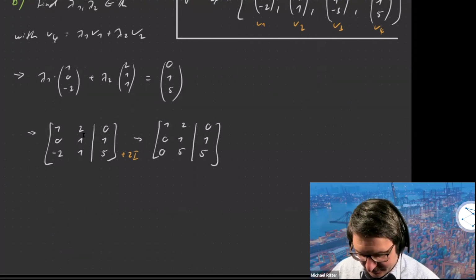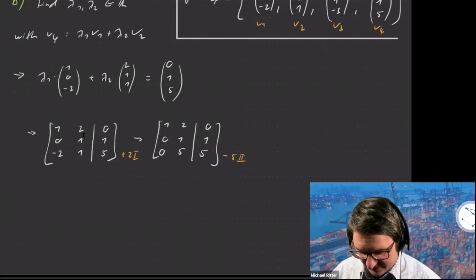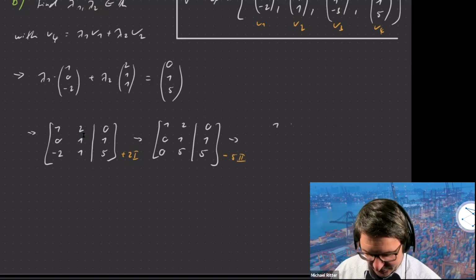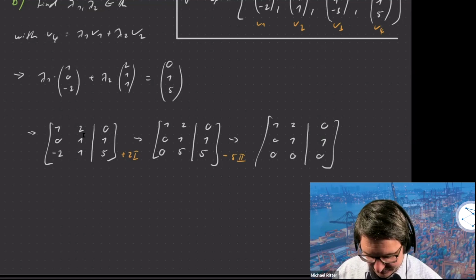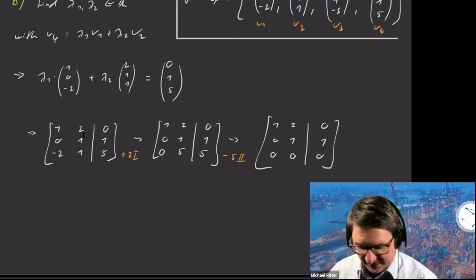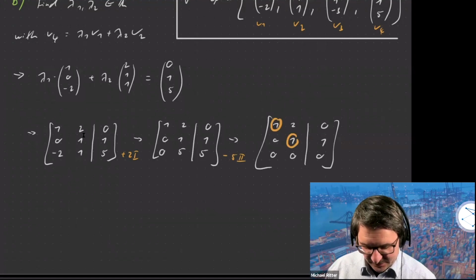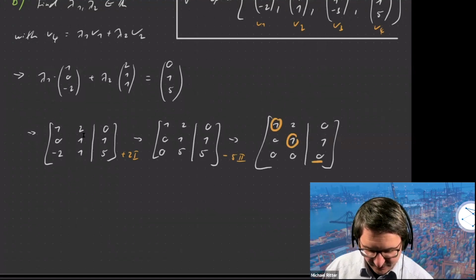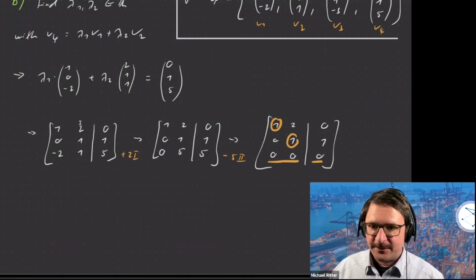And then we'll subtract 5 times the second row from the last one. And again, we copy the first row. Again, we copy the second row. And the last one becomes 0, 0, 0. So we get a solution. We have 2 pivot elements here, we have a 0 on the right for the 0 row, so that's not a problem either.